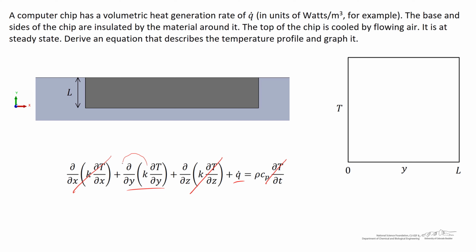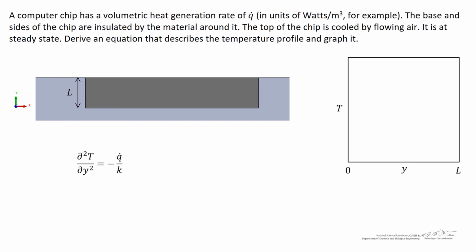Moreover, let's assume that the thermal conductivity is uniform throughout the chip, and we'll pull k out of that term. So this then is the simplified heat diffusion equation. We could integrate this once. We'll find that dT/dy is equal to negative q dot over k times y, plus some constant of integration. We'll call that C1. And if we integrated this again, we would get a second constant of integration.